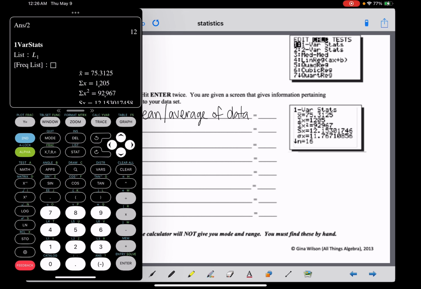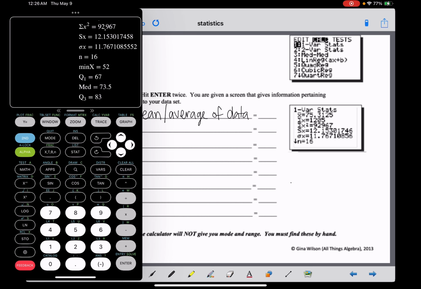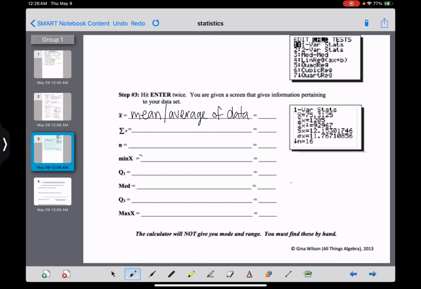It's 75.31, so I'm just going to write 75.3. This sigma with the X is just the sum of all of the data. That's what the sigma stands for, sum. If you add all the numbers together, you get 1,205. The n is telling me the number of values, so how many answers did I put in there? And that is 16.